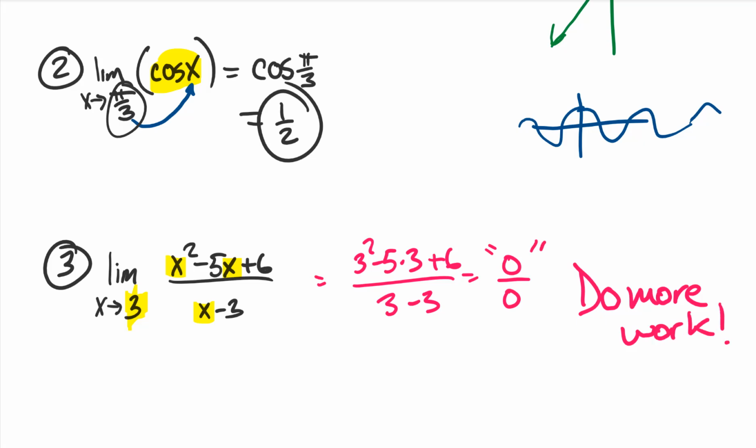This does not equal 0. This does not equal infinity or negative infinity. It means do more work. It could equal 0, it could equal infinity. We have no clue. It could be anything. What we're going to do is get rid of our domain restriction.